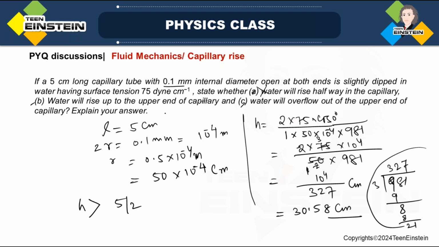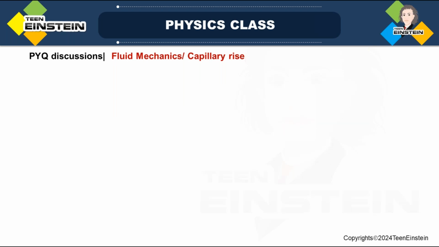This is true since the capillary tube is insufficient. What will happen when a capillary tube is insufficient? See here, the length of the capillary tube is 5 centimeter, but the capillary rise is seen around 31 centimeter, right? And L, the length, is just 5 centimeter.